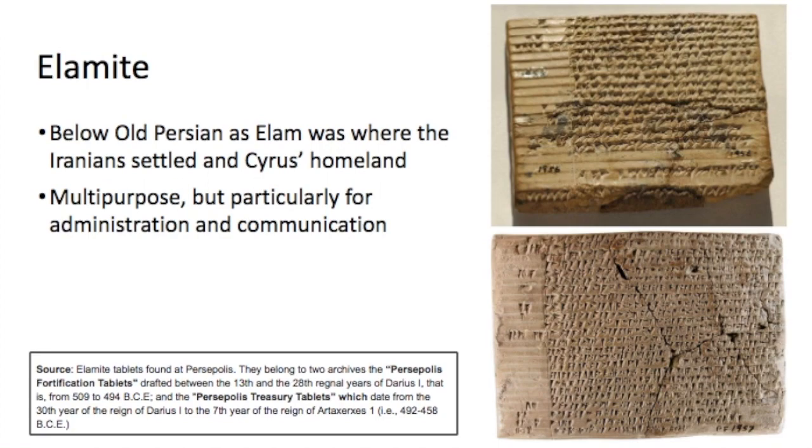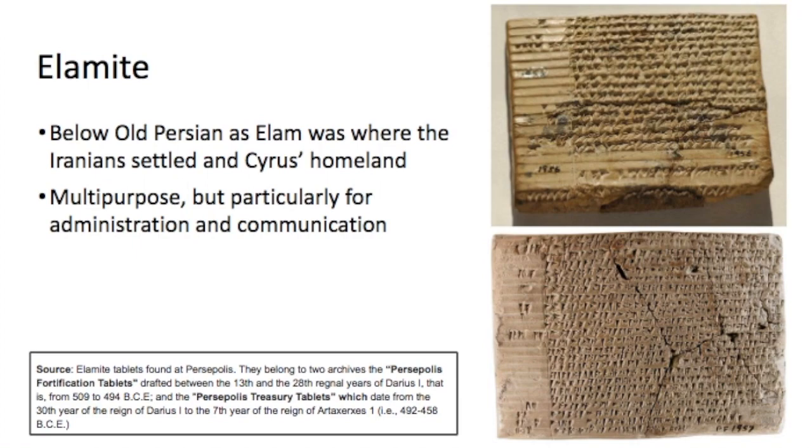This is Cyrus's homeland, Elam. It's multi-purpose, but particularly used for administration and communication. And the two most important archives of Elamite tablets that we have are the Persepolis fortification tablets and the Persepolis treasury tablets.